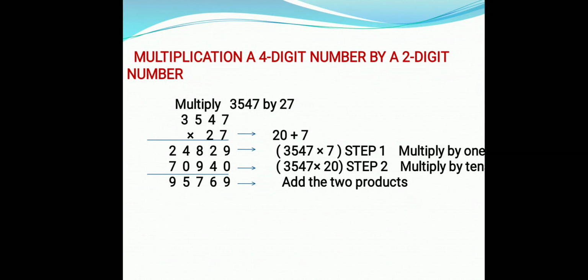Next, 2 into 5 is equal to 10. 0 should be written in thousands column and 1 should be carried over. 2 into 3 is equal to 6. 6 plus 1 which was carried over becomes 7. We should write 7 in 10,000s column. Now add the above two products. The sum comes to 95,769.